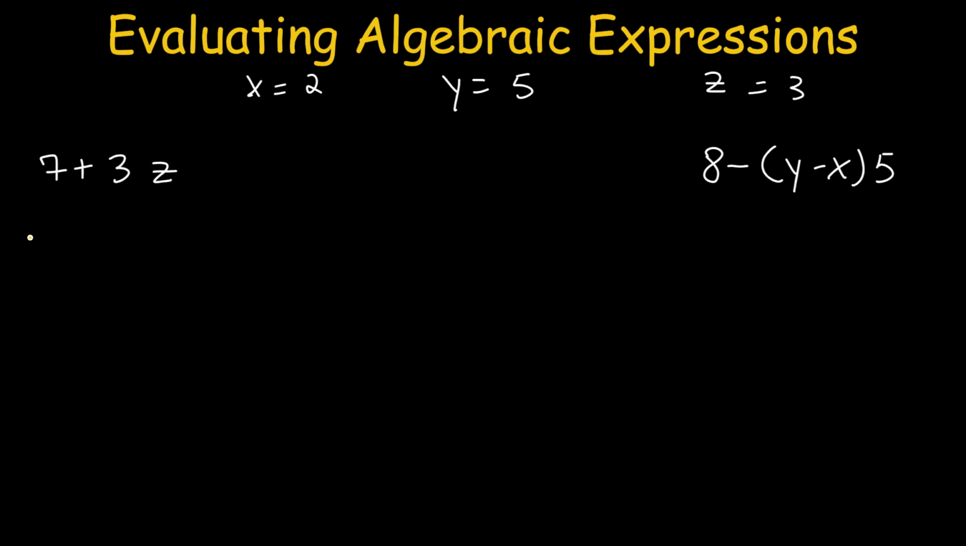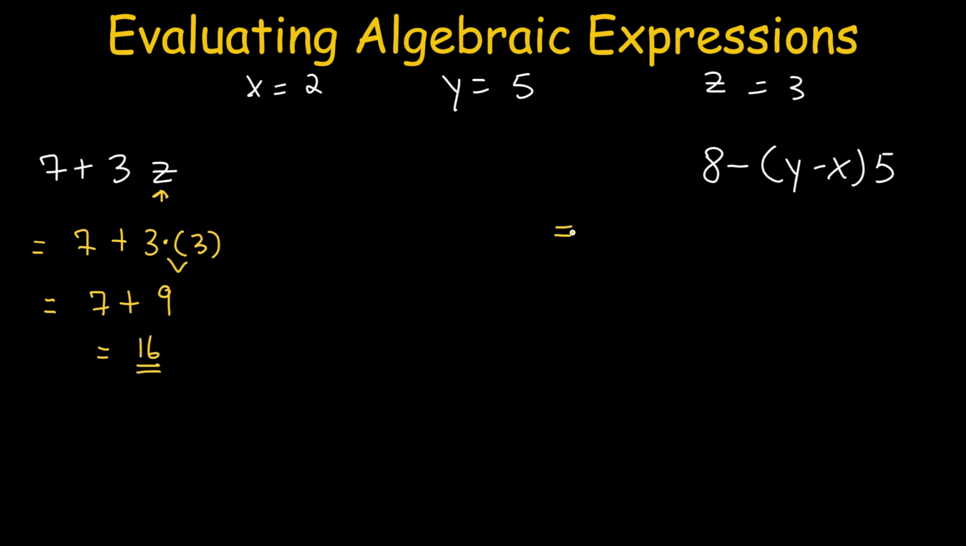Now, let's solve the first expression. For the first expression, we have 7 plus 3z, and z is 3. So we need to replace z with the number 3. We can put the number 3 in parentheses because this will indicate we are multiplying. So we can have 7 plus 3 times 3. Now, let's multiply 3 times 3. So 7 plus 3 times 3 is 9, and 7 plus 9 is 16.